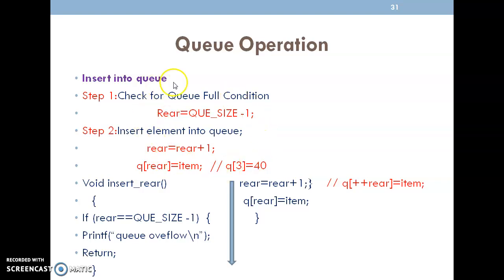This can be represented using a function. Void insert rear: if rear equals q size minus 1, it is overflow, return. If this condition fails, it indicates the queue is not full, and we can insert an element into it. So these two statements will be written here, and they can be replaced with a single statement: q of plus plus rear equals item.